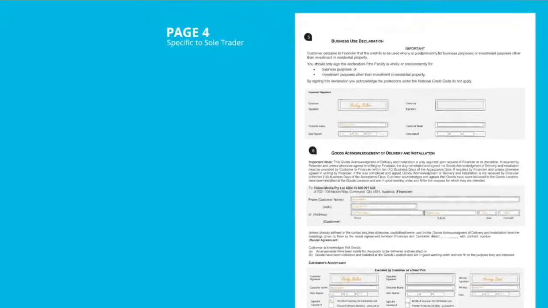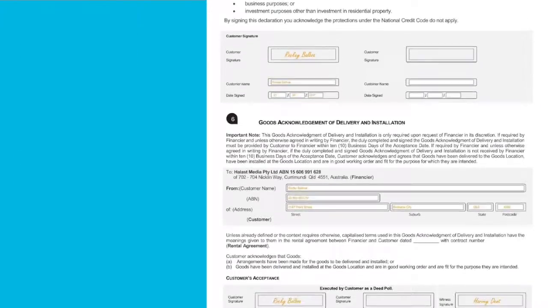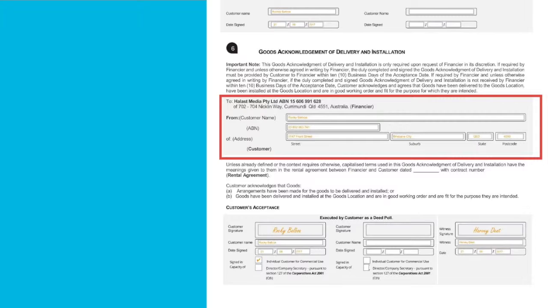The next page is the business use declaration. The sole trader only signs this, ensuring their name and the date is included. Goods acknowledgement, delivery and installation completion. The customer details entered here are the same as in section 1 on page 1.